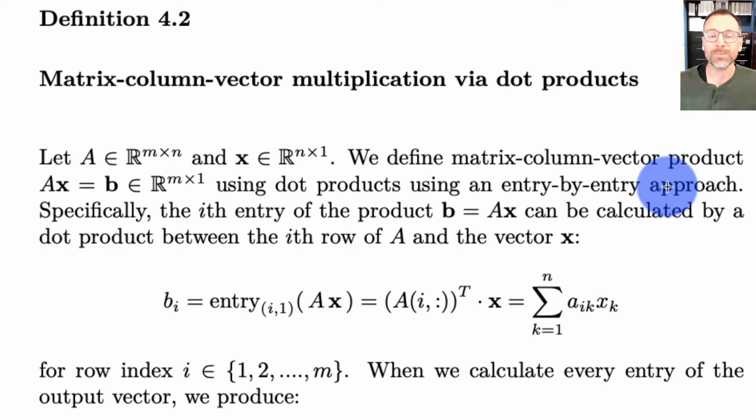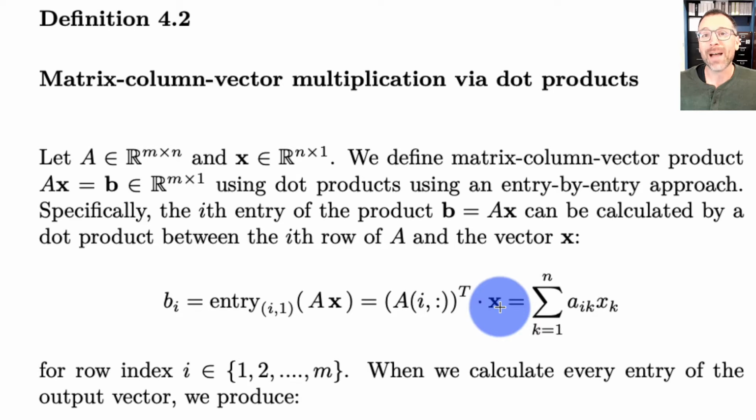entry approach. Specifically, the ith entry of the product b equals A times x is calculated as the dot product between the ith row of A and the vector x. In other words, b sub i, the ith entry of b, which is the entry in row i, column 1 of the product A times x, is given as the dot product, the ith row of A transpose multiplied by x.